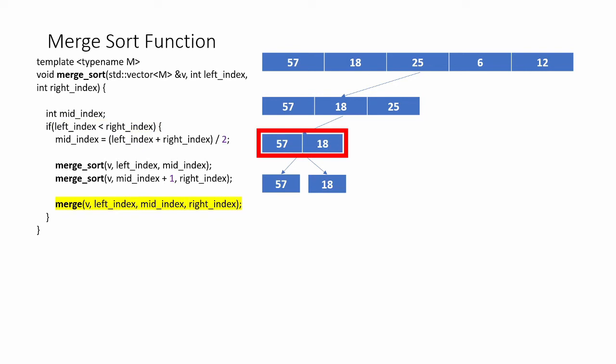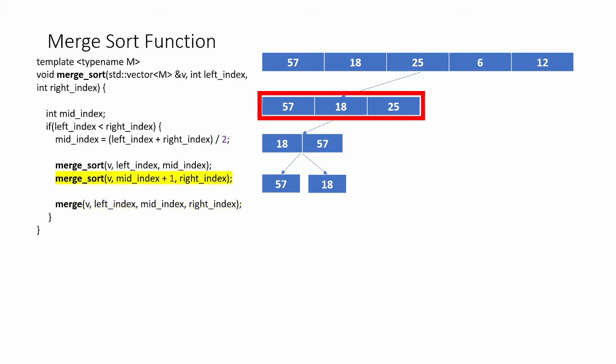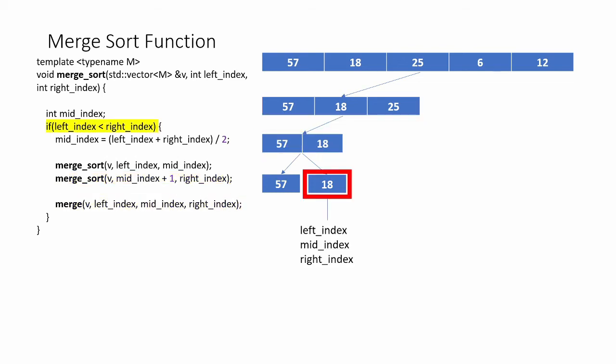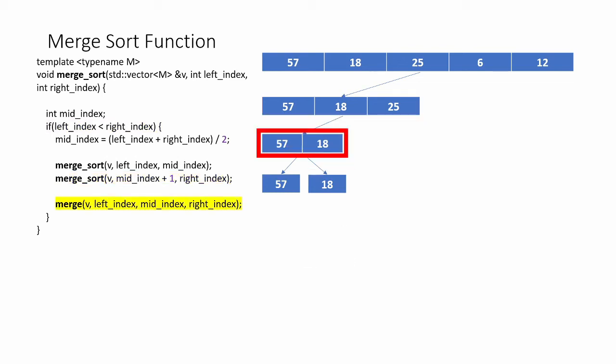So what's going to happen now is that we're going to merge 57 and 18. While they're being merged, we're going to sort them out, which results in the numbers essentially being flipped. We just finished the split and combining for this subarray here highlighted in red.